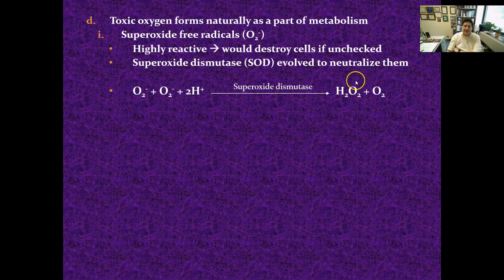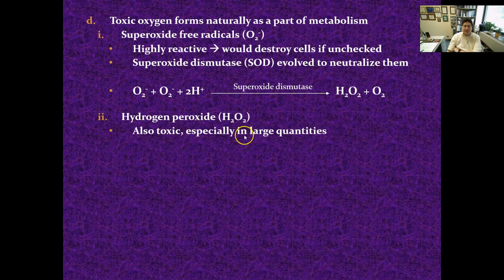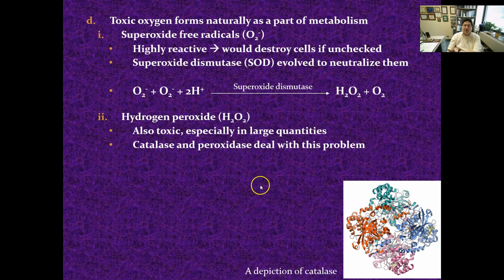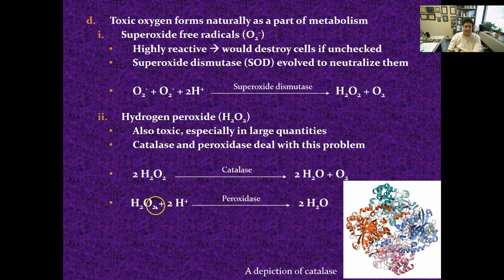The problem is this hydrogen peroxide is also toxic. So now we have to deal with this toxic substance. Two enzymes deal with this problem, catalase and peroxidase. Here's a depiction of catalase, the enzyme. Now, catalase works like this. It combines two hydrogen peroxides, and in the presence of catalase, it breaks that into two waters and one oxygen. So now we don't have anything toxic here. Peroxidase works this way. We take our hydrogen peroxide plus hydrogen, and we make two waters from it.